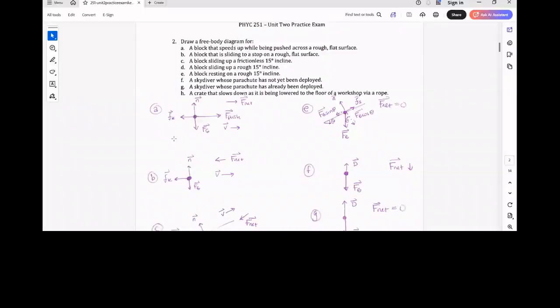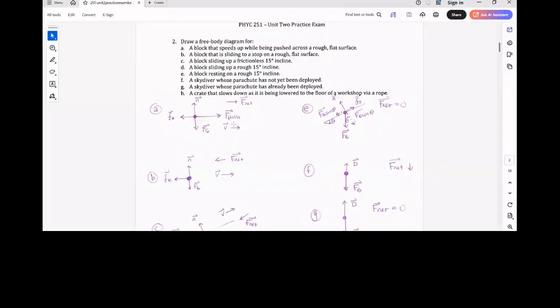We know that the surface is flat, so the normal force and the gravitational force are going to be equal and opposite. But we know that the surface is rough, so there will exist a kinetic friction force because we know that our block is actually moving, it's speeding up. So the net force can't be 0.